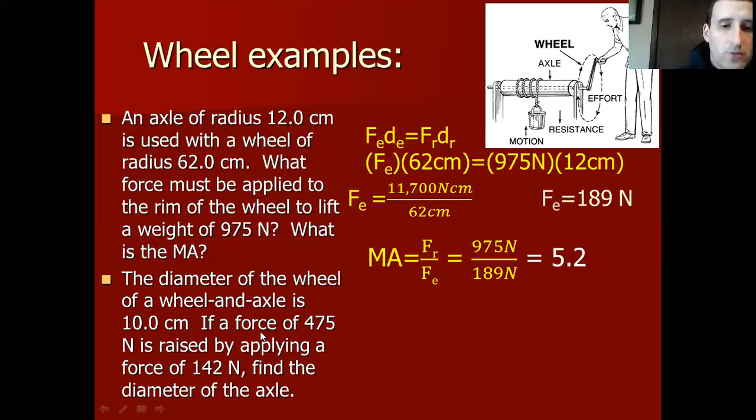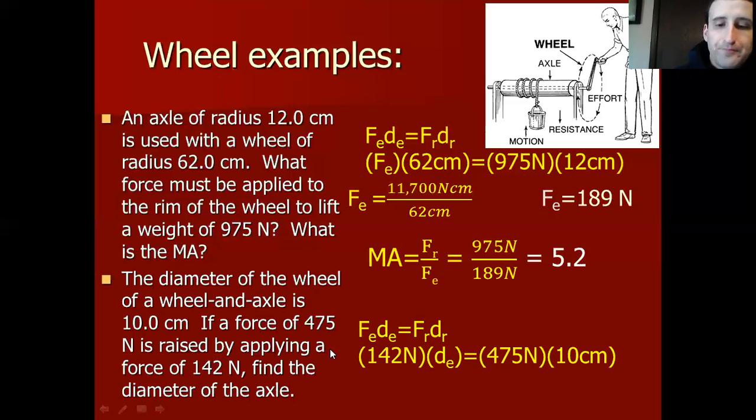So here was a little bit different. They gave us the diameter of the wheel, which is the effort part. They gave us the force for the wheel, which is the human effort part, all right? They raised by applying. So we applied 142 newtons, so that would go with the wheel. And then we lifted 475 newtons. That would be the weight that we are lifting.